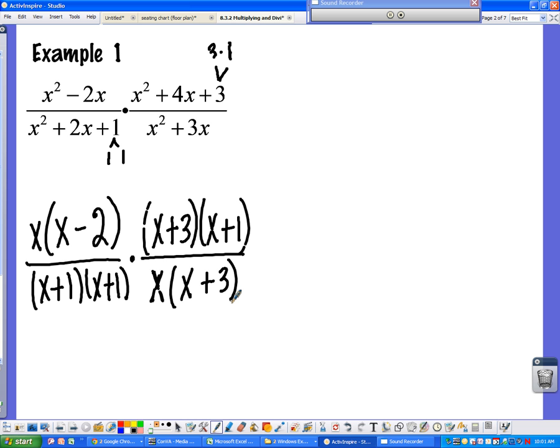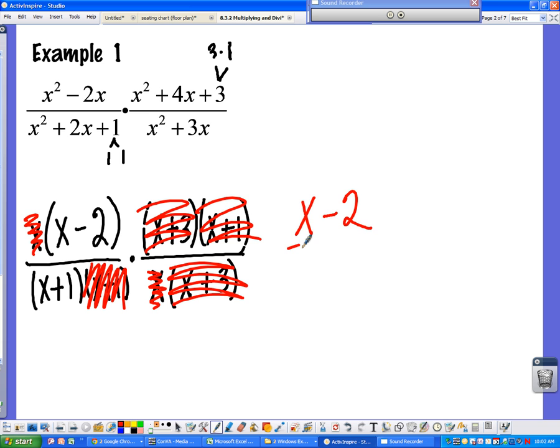Remember, anything on top can be canceled with anything on the bottom. I have a single x, so I can cancel this one and this one. I have an x minus 2 on top, but I don't have any x minus 2 on the bottom. The x plus 3 here can be canceled with this x plus 3, and this x plus 1 can cancel with one of the x plus 1s. Don't cancel both of them. If you mark one off on top, you can only mark one off on the bottom. So the only thing that's left is x minus 2 over x plus 1.